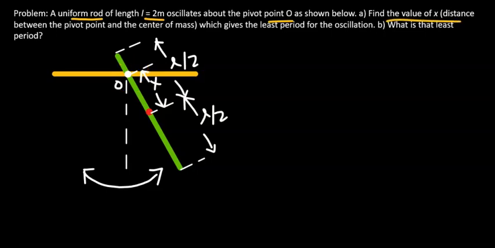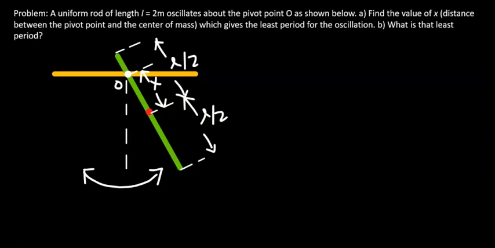Find the value of x, the distance between the pivot point and the center of mass. So that is that distance x there, which gives the least period for the oscillation. And what is that least period? The center of mass is marked with that red dot.